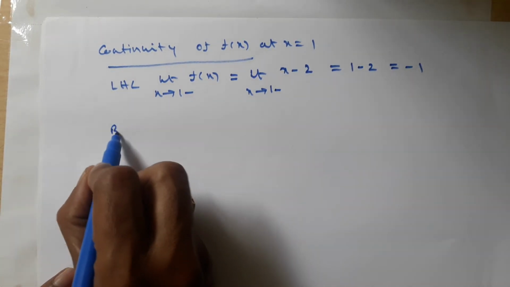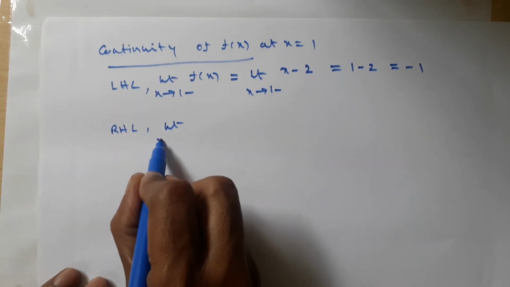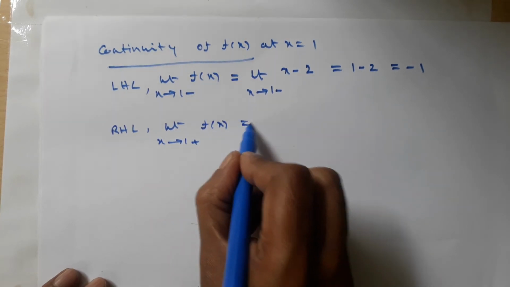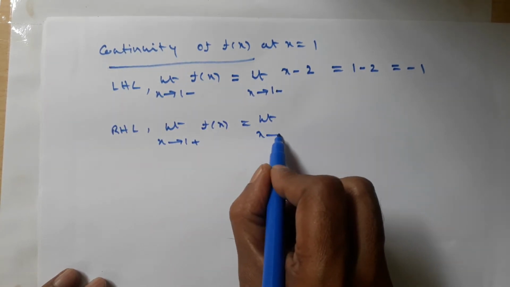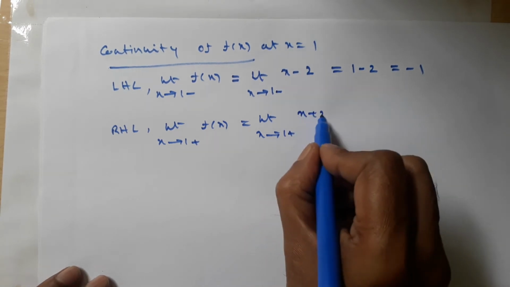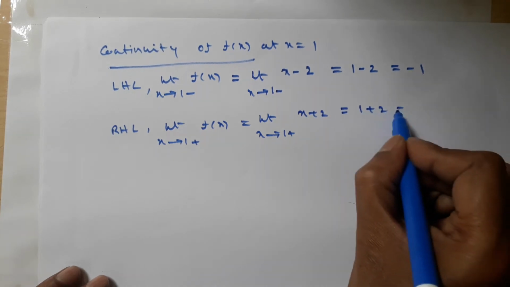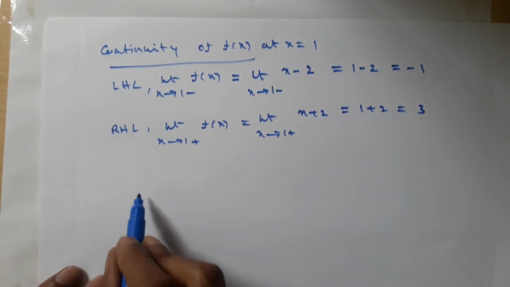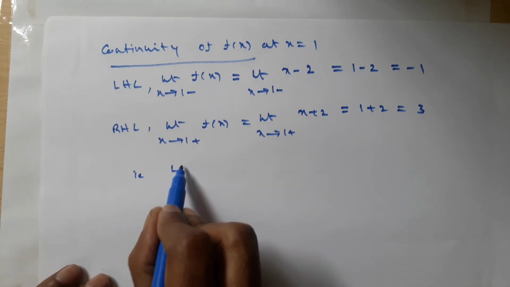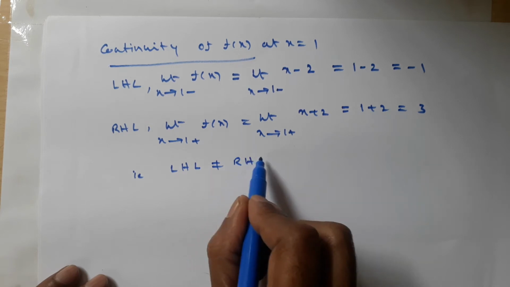Next, RHL: limit x tends to 1 plus of f of x is equal to limit x tends to 1 plus, the function was defined as x plus 2 whenever x is greater than or equal to 1, so it is 1 plus 2, equal to 3. That is, LHL is not equal to RHL.